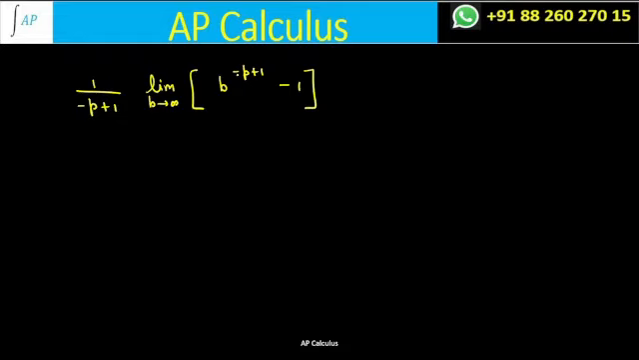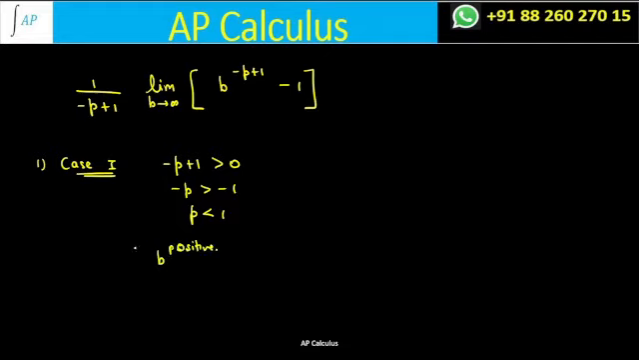Now here b goes towards infinity, so either the answer will be infinity or 0 depending upon the exponent. So we'll take case 1: if minus p plus 1 is positive, then minus p is greater than minus 1, or p is less than 1. So it means b raised to the power of a positive number, and b is going toward infinity, so this will approach infinity. So the entire thing will approach infinity, therefore it diverges.